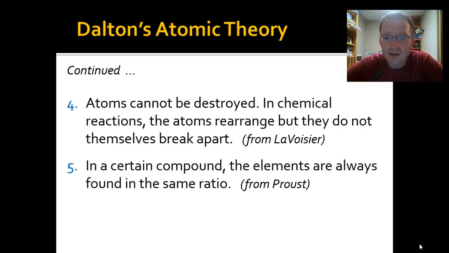And finally, the last section of Dalton's atomic theory is that in a certain compound, like water, sugar, carbon dioxide, salt, the elements are always found in the same ratio. That's very true, and this comes again from Proust's work on definite proportions, which means that water, H2O, will always be H2O, which means it's a 2-to-1 ratio. H2, 2 hydrogens, O, 1 oxygen. So it's always going to be a 2-to-1 ratio.